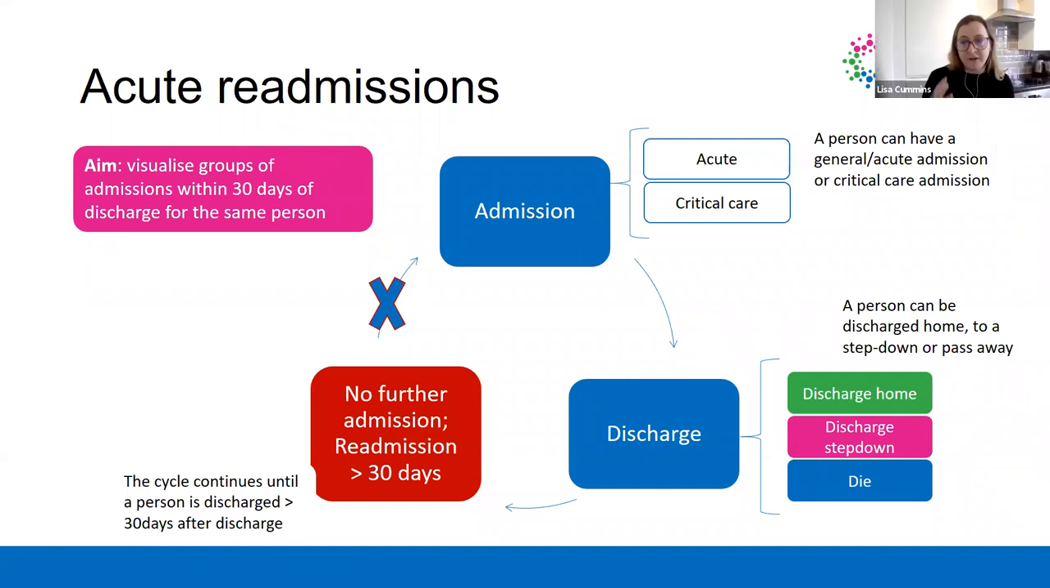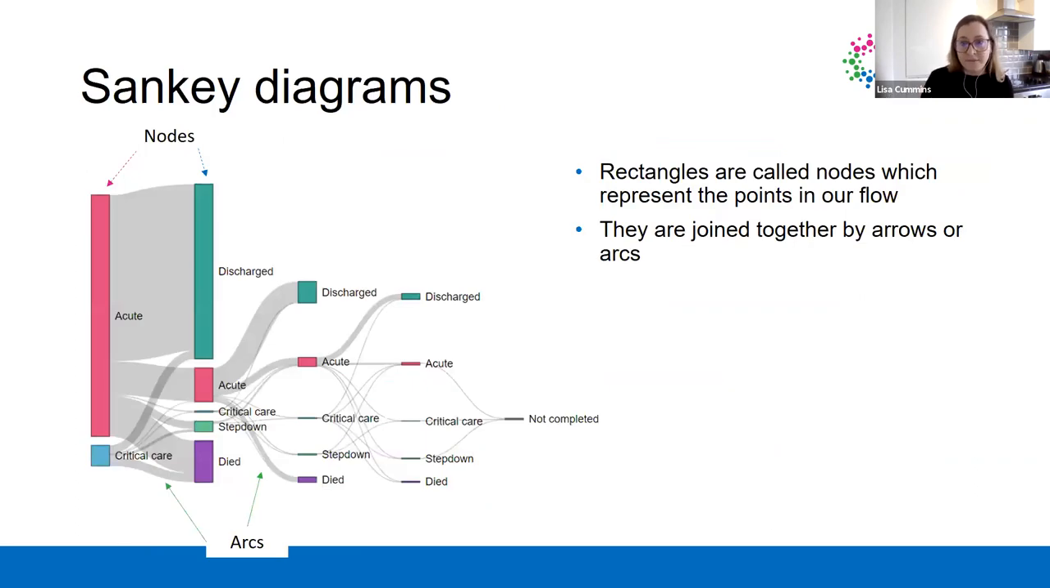The point at which the flow or the cycle breaks is if the person had no further admission, or if the readmission took place more than 30 days after discharge. So this is basically the resulting visualization after a lot of data wrangling.